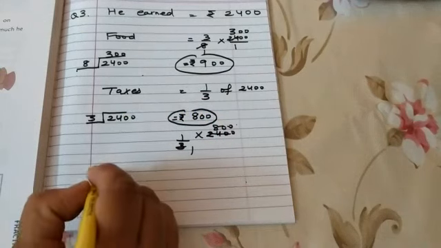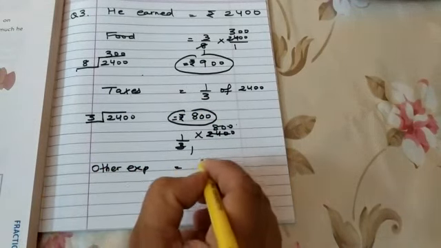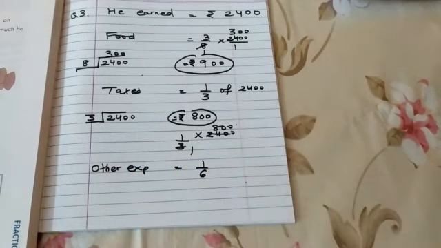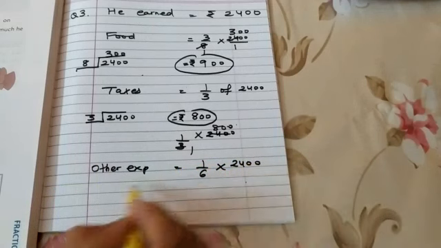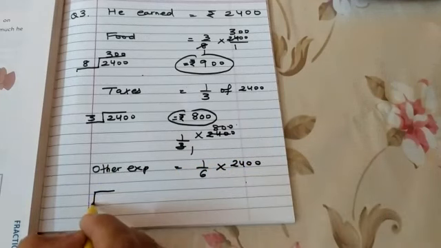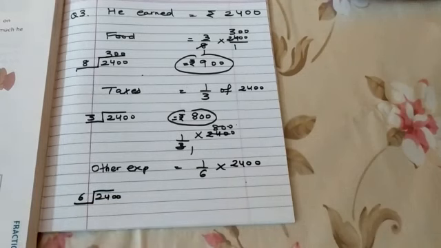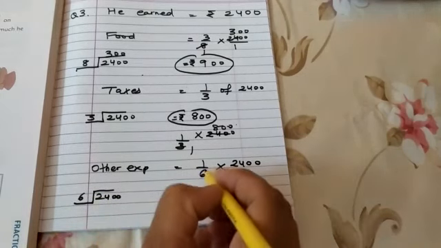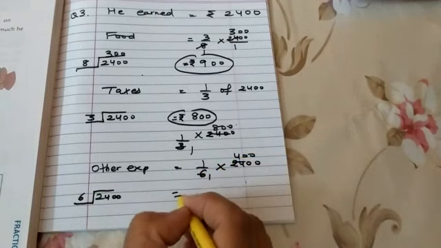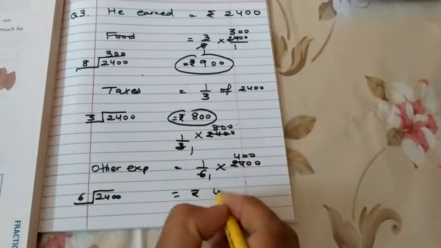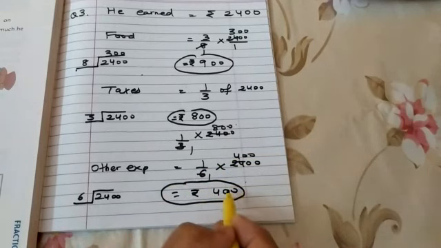So, let us find other expenses. Other expenses. How much? 1/6. 1/6 of what? 1/6 of 2400. So those who don't know, they can divide 2400 by 6. Okay. So you will get 400. 4 multiplied by 1 is 4. So it is 400. So now we found out all the three.